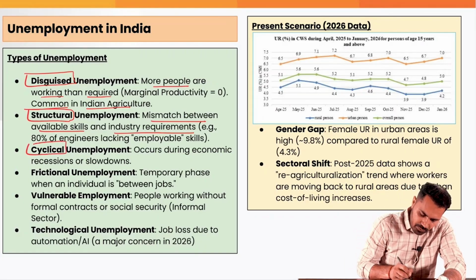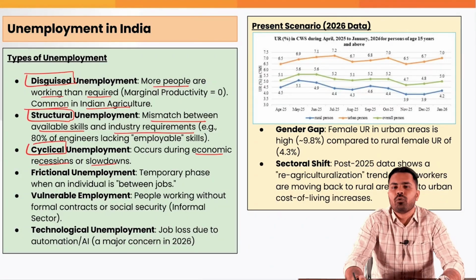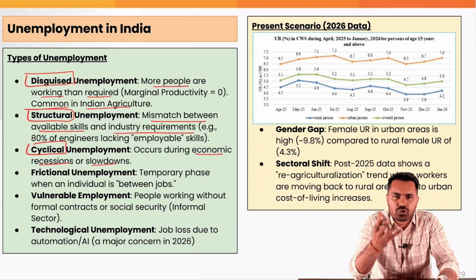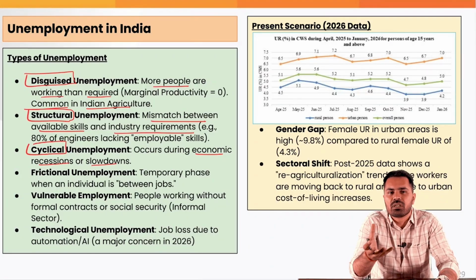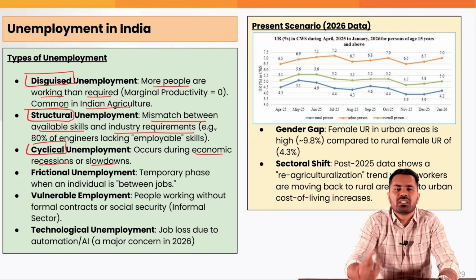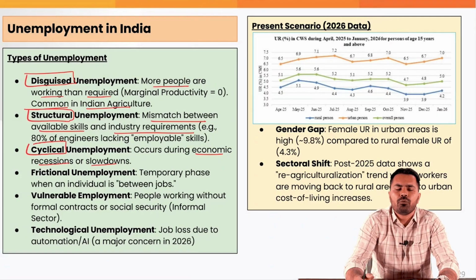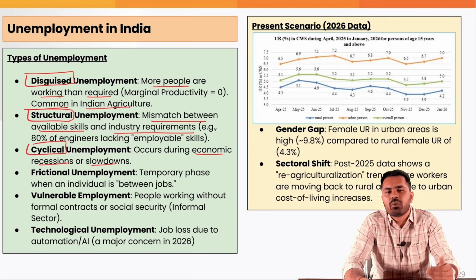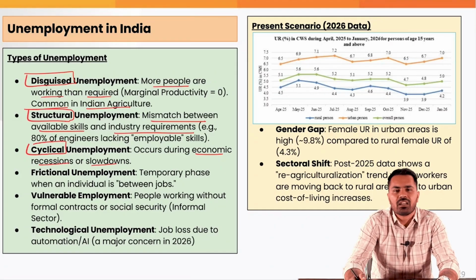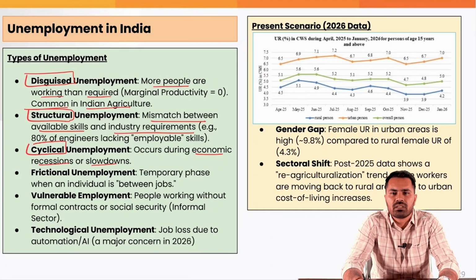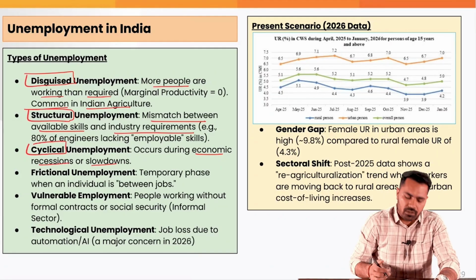Third is cyclical unemployment, which occurs during economic recession or slowdown. For example, let's say there was a slowdown in the textile industry for some time when Trump put a 50% tariff on India. The exports were virtually shut. Who will buy your material at 50% tariff? Trade was limited to very few companies. So a lot of people were laid off. This was cyclical unemployment, but as the tariffs were removed, they were employed again.